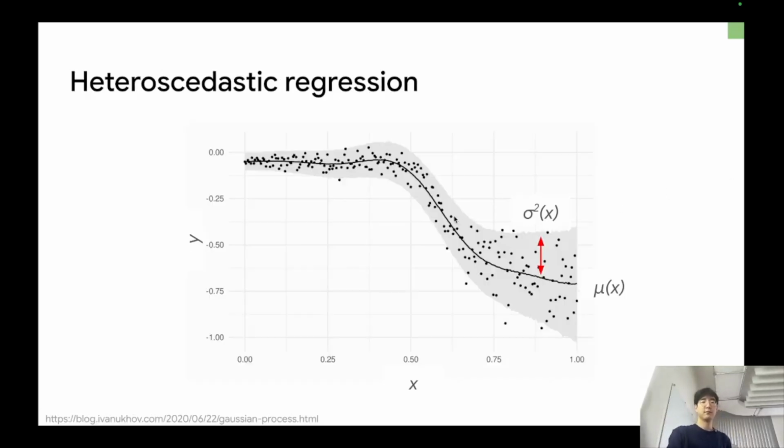So yeah, this is a visualization of what heteroscedastic regression looks like. If you have homoscedastic regression, you're going to have the same width of the band throughout different values of x. But now you have different degrees of noise at different locations of x, and you have to model both of these variables, both of these curves.